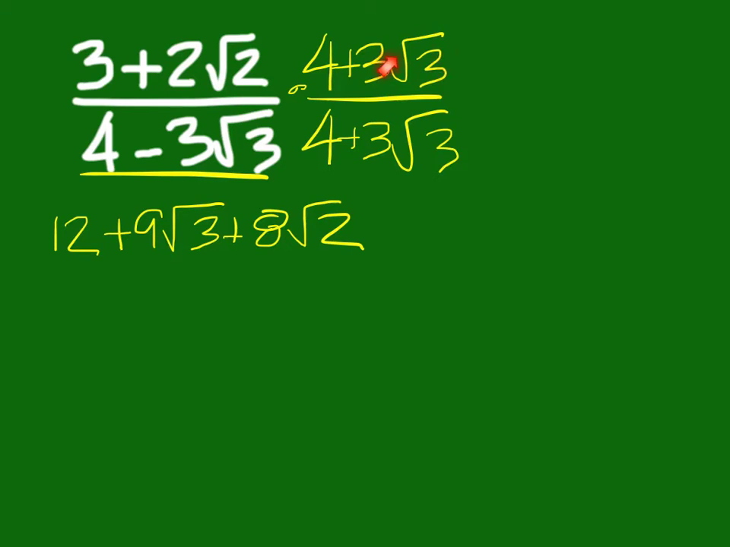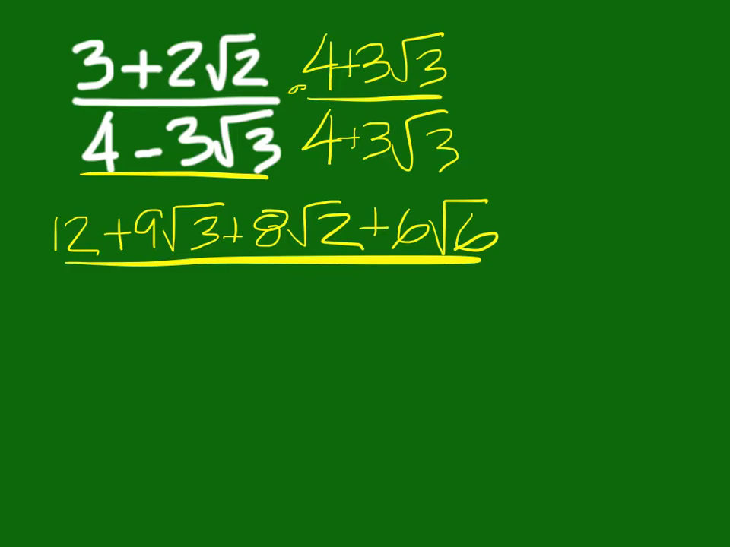Multiply these two together here. Concentrate on the numbers outside first. 2 times 3 is going to be 6. And then square root of 2 times square root of 3 is square root of 6. That just tags along. Now the bottom part that people need help with, you square this.